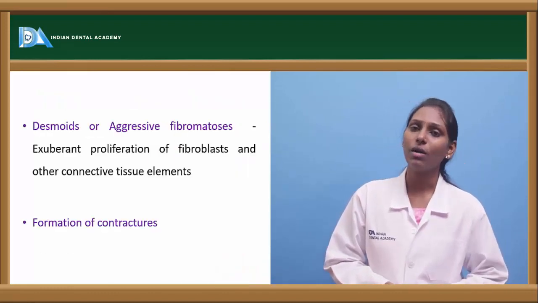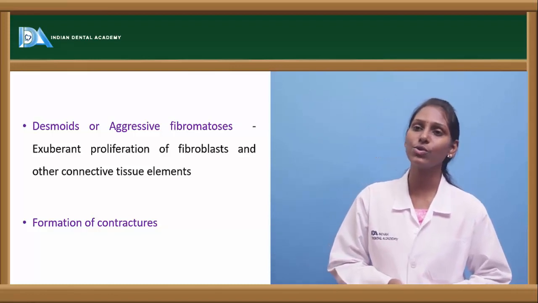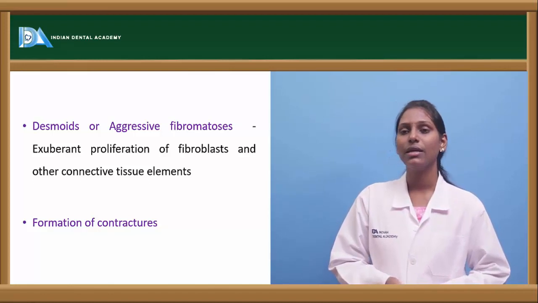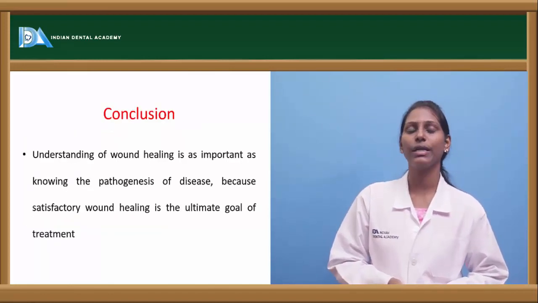We have other complications such as desmoids or aggressive fibromatosis. These are nothing but exuberant proliferation of fibroblasts and other connective tissue elements. Formation of contractures is also seen as a complication of wound healing.